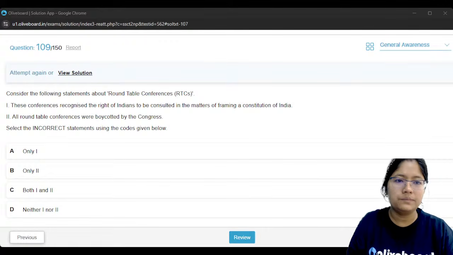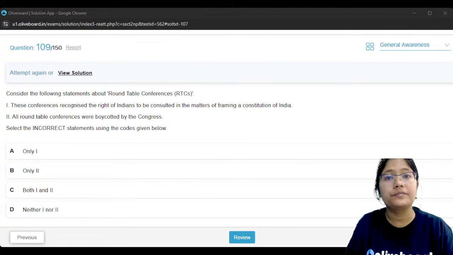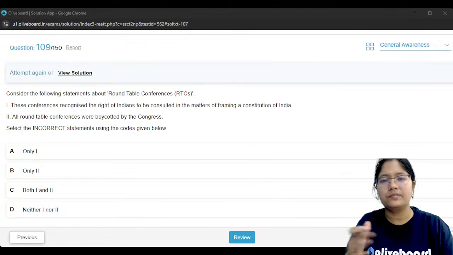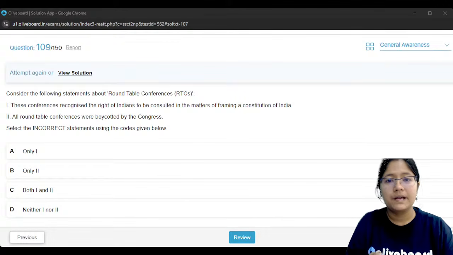All roundtable conferences were boycotted by the Congress. Were all roundtable conferences boycotted by the Congress? In the first roundtable conference, remember, everybody, the INC, will go. In the second roundtable conference, again there will be problems. You remember, Mahatma Gandhi goes on behalf of the Congress. Before that, there was the Gandhi-Irwin Pact. There were negotiations.